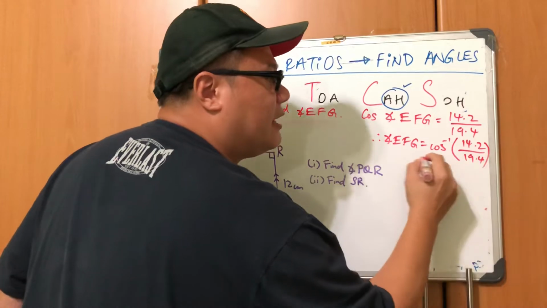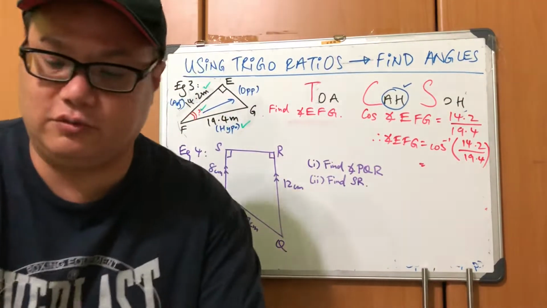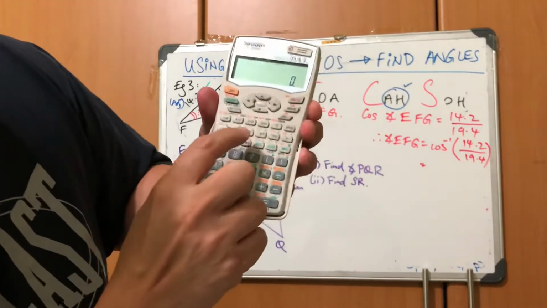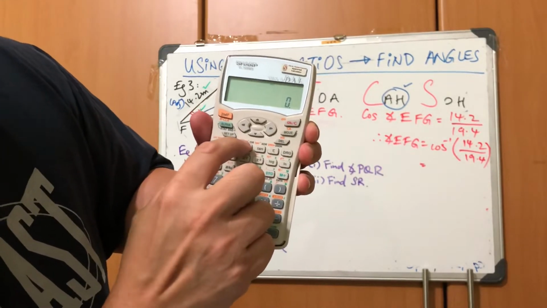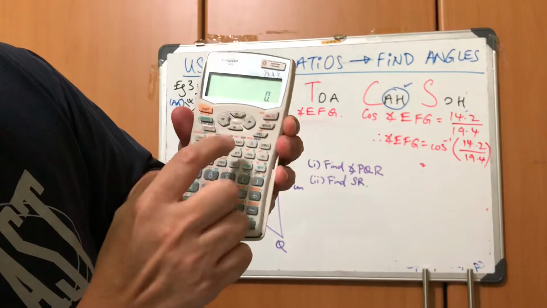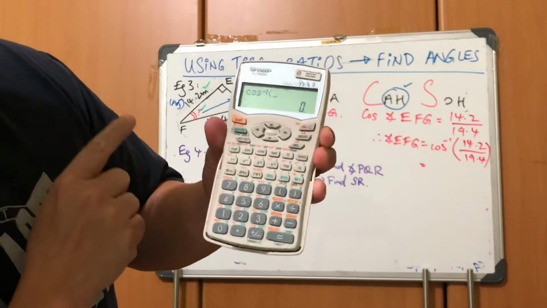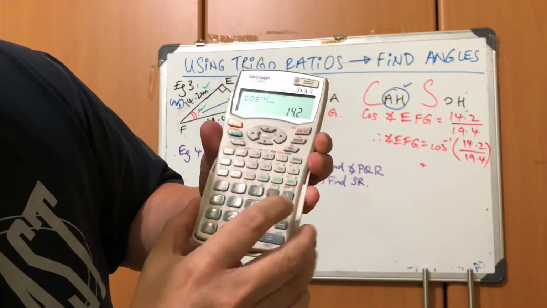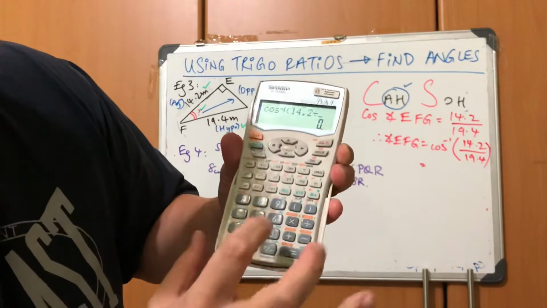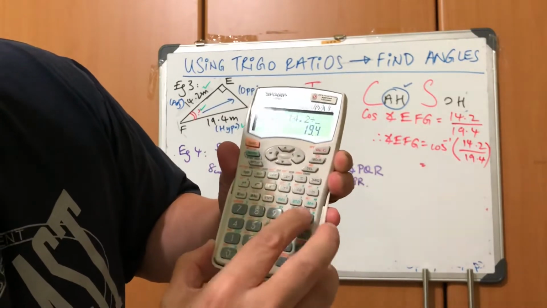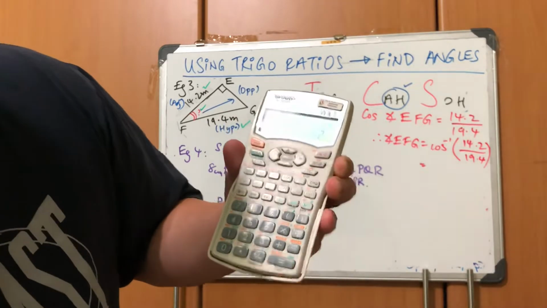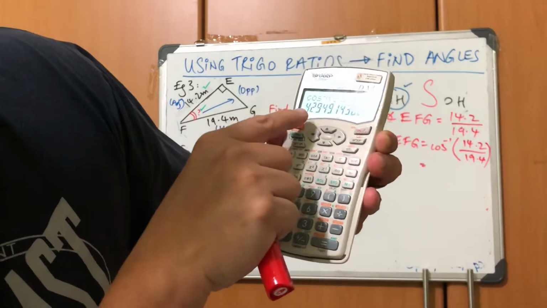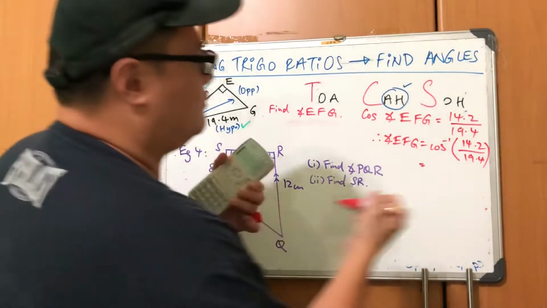Remember, let your calculator do all the work for you. Where's your cosine inverse? Look at cosine on top. There's a cosine inverse. Shift cosine, bracket, 14.2, divide, 19.4, close bracket, press equal. There you go. The answer is 42.949.